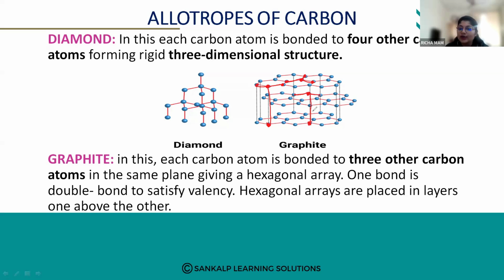Both allotropes have carbon, but in the way of arrangement, in diamond each carbon atom is attached to 4 other carbon atoms, forming a 3-dimensional structure. But in graphite, each carbon atom is joined to 3 other carbon atoms, and this forms a planar structure.